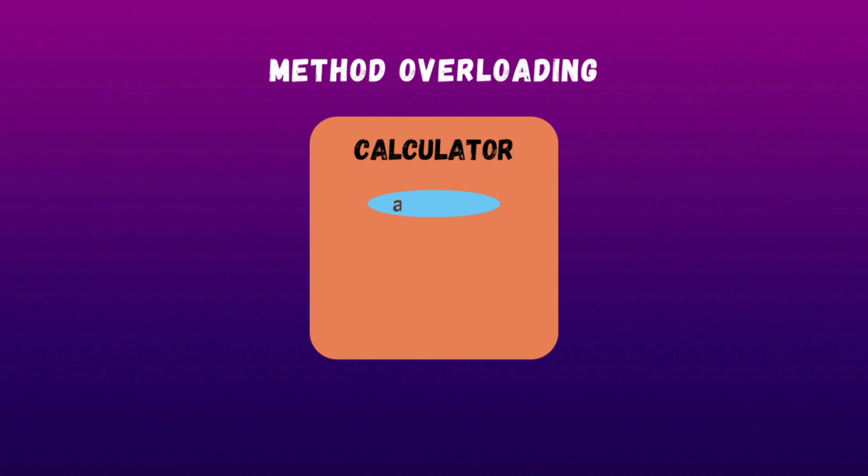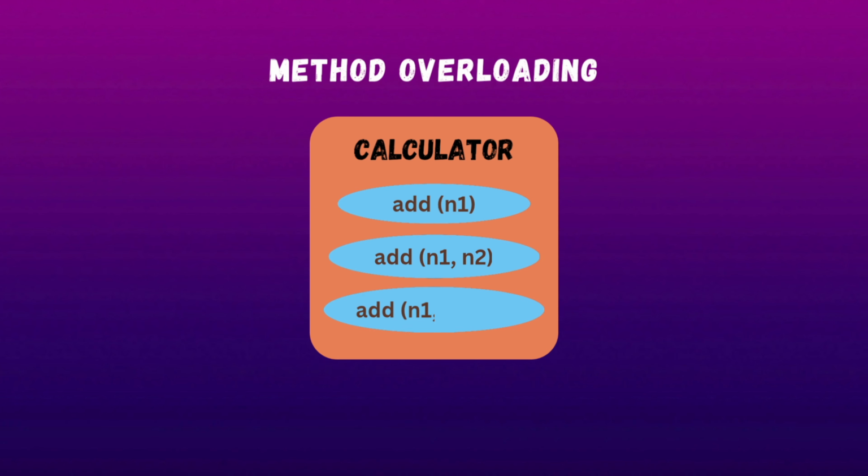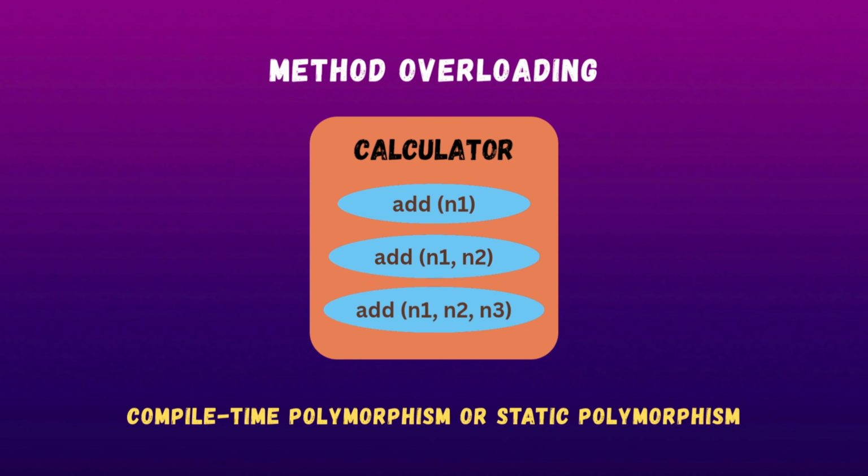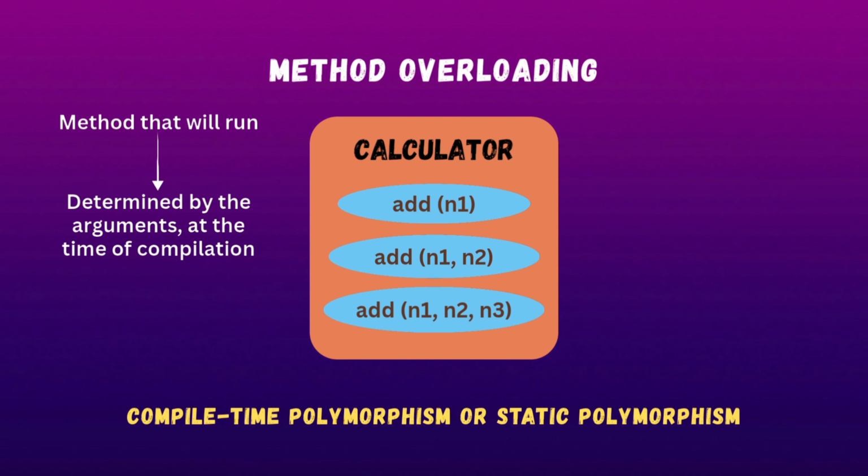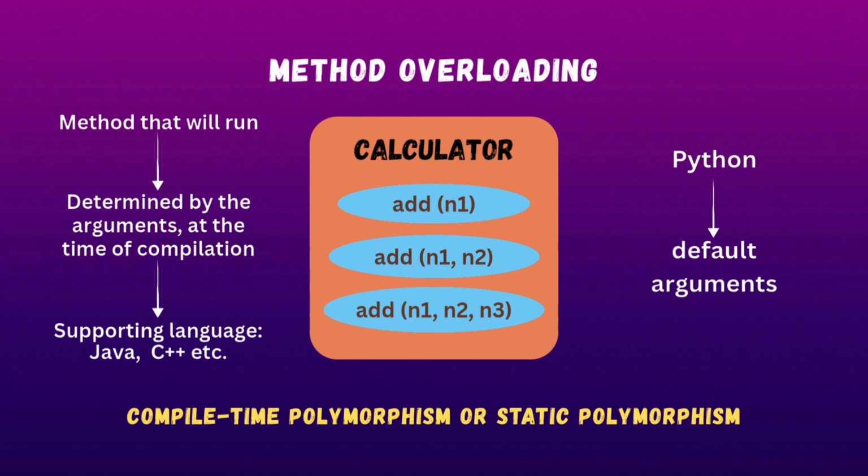Next, let's talk about method overloading. It occurs when a class contains multiple methods with the same name but having different types and numbers of arguments. This is actually an example of compile time polymorphism or static polymorphism because the method that will be executed is determined by the arguments at the time of compilation in languages like Java or C++. Python does not directly support method overloading like some other languages, but we can mimic it using default arguments.